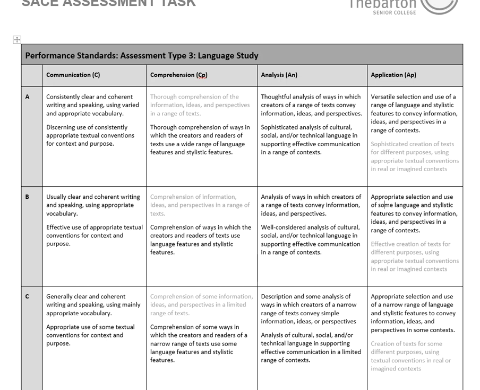As you can see, there are actually quite a lot of performance standards being assessed, so we'll need to be very careful in planning what we're going to do to make sure that we make the best possible effort and get the highest possible score.